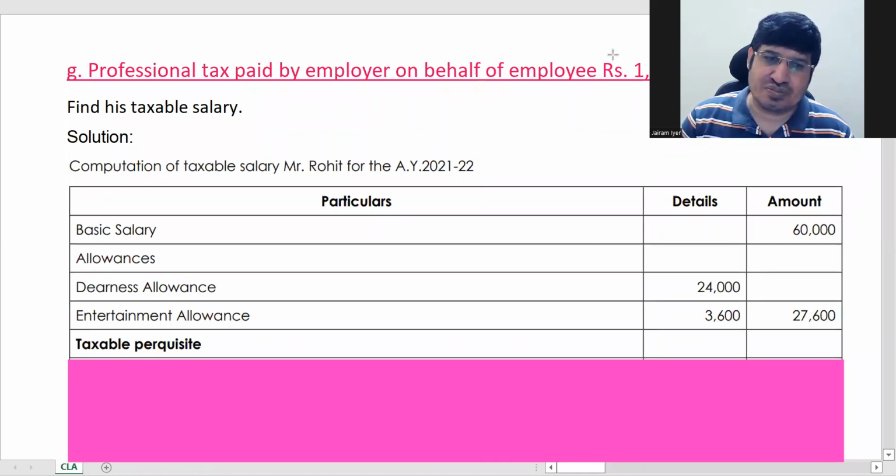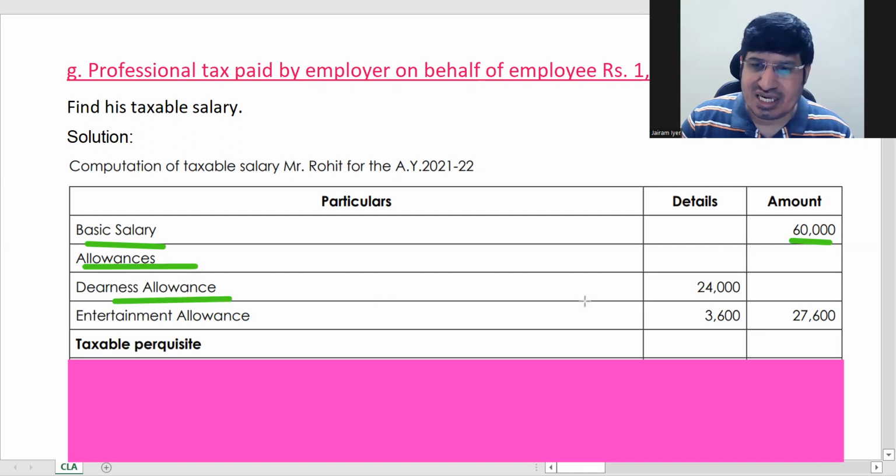Okay, so here, first of all, basic salary as given we have taken. It was 5,000 per month. So 12 fives are 60, so 60,000. And now under the heading of allowances is dearness allowance, DA, 2,000 per month, that is 24,000. And then entertainment allowance is 3,600. 300 per month is 3,600 annually. Correct? This much is put here. So we have put basic salary, DA, and entertainment allowance, the first three things which I showed you.